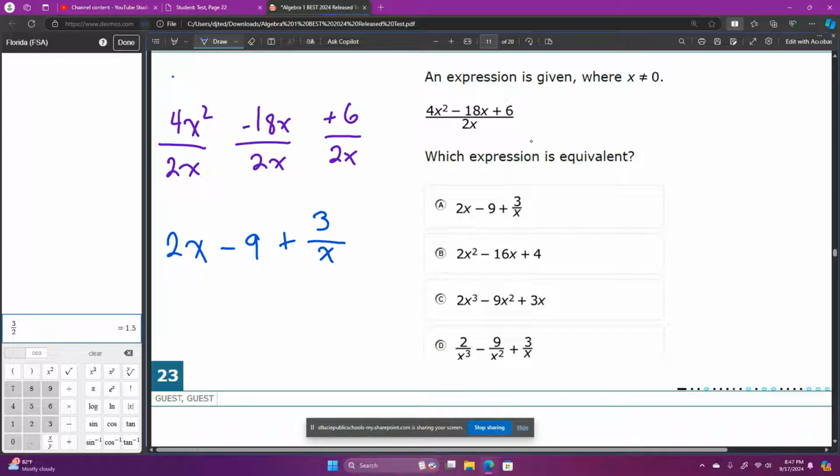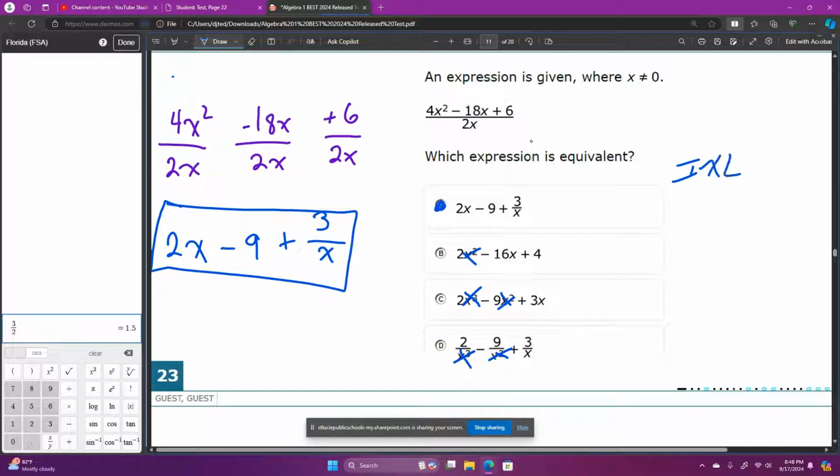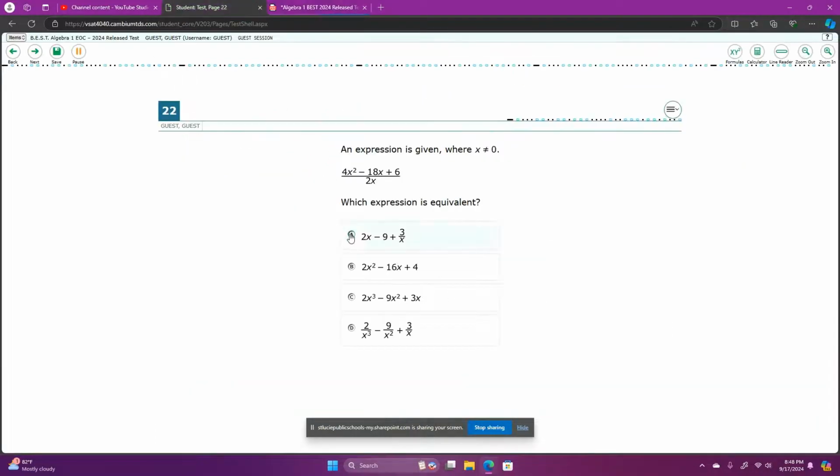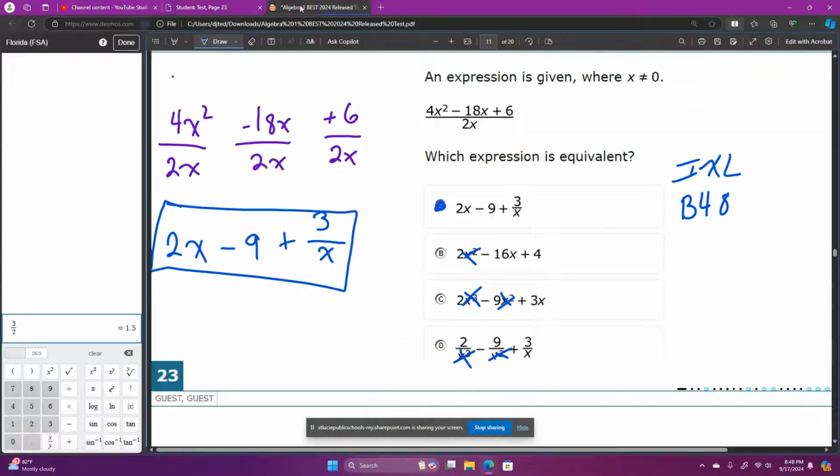And we can see our answer is here at answer choice A, because all of these have exponents left, and when we simplified, we didn't get that. You can practice this in IXL, multiplying and dividing polynomials, on lesson B48 in IXL. And that was answer choice A.